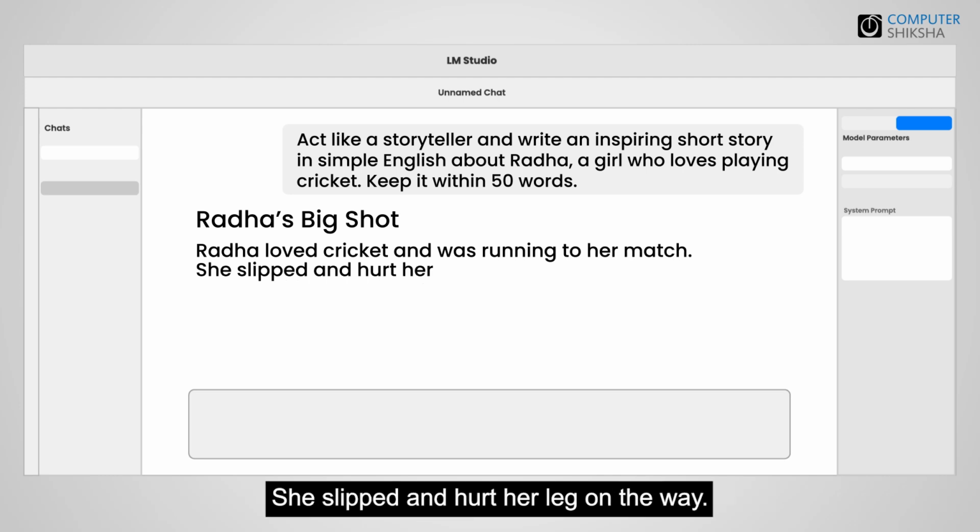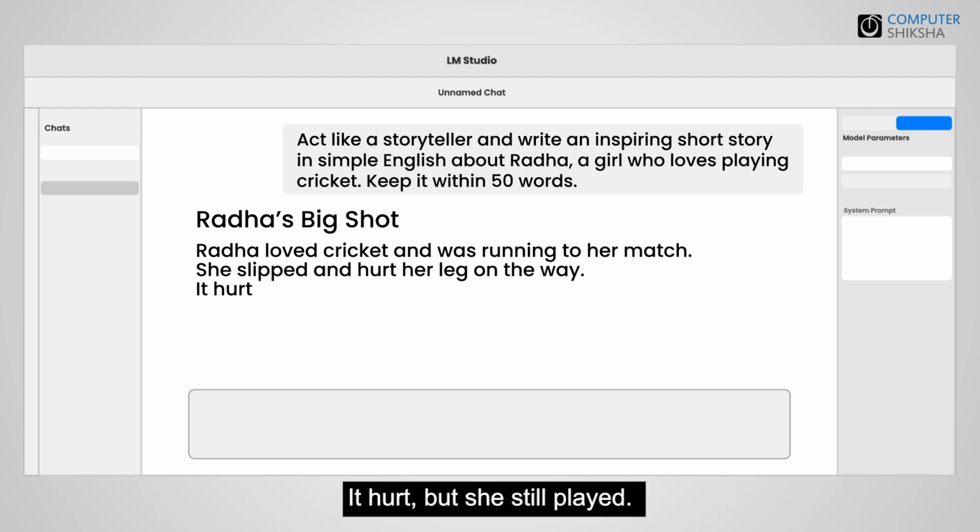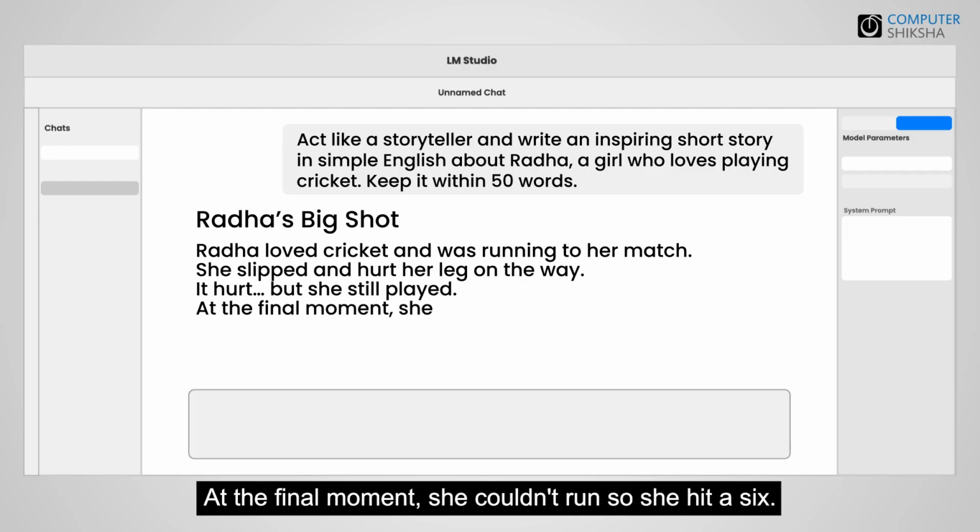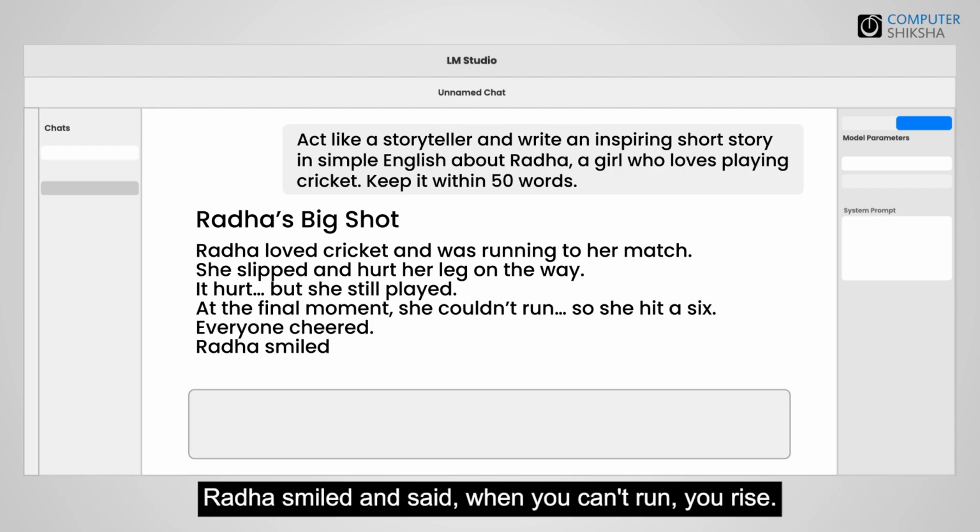Radha's big shot. Radha loved cricket and was running to her match. She slipped and hurt her leg on the way. It hurt, but she still played. At the final moment, she couldn't run, so she hit a six. Everyone cheered. Radha smiled and said, "When you can't run, you rise."